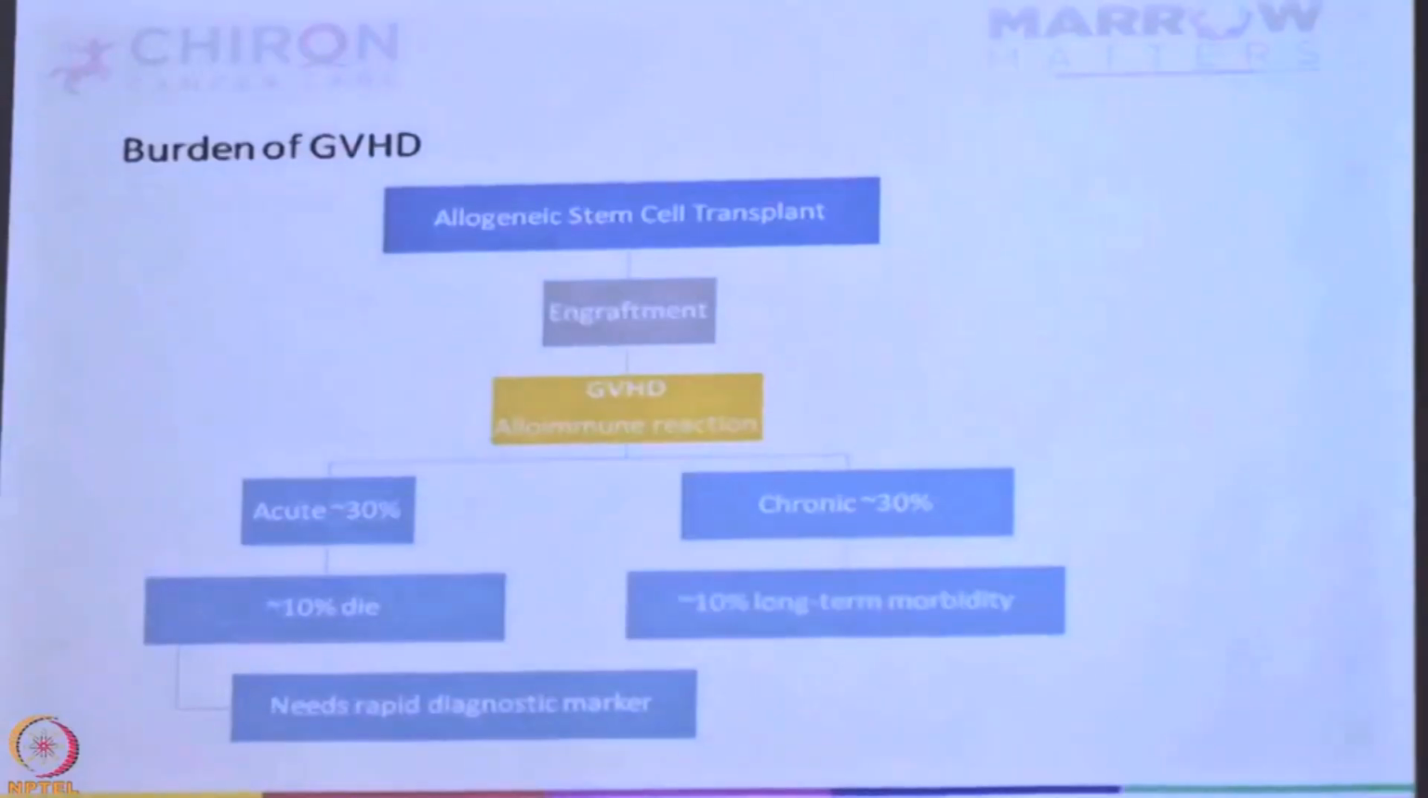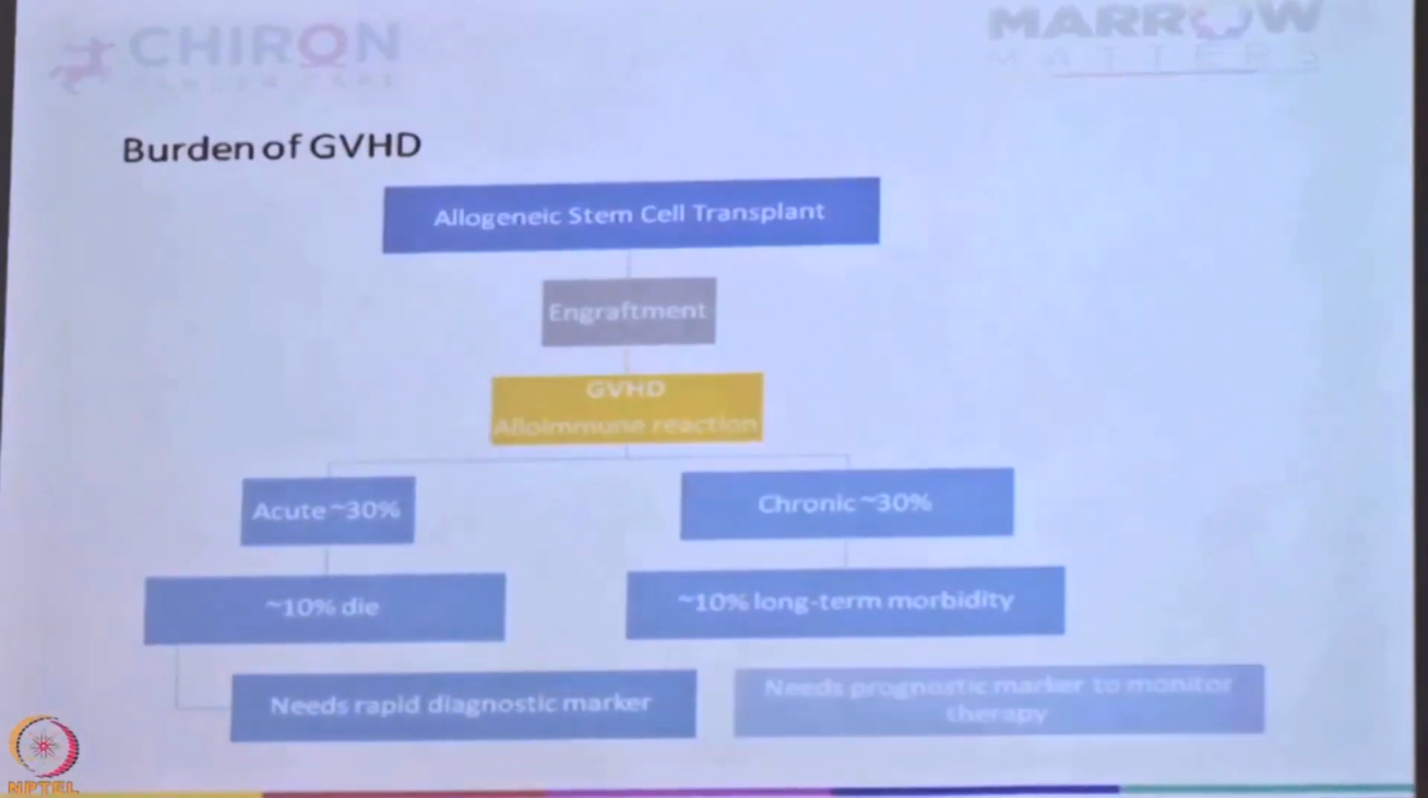And for these again, 10% of them will have long term morbidity. They can't go to work, they can't go to school, they can't play with their friends, children can't play with their friends, etc. They are restricted because of chronic GVHD. So, this needs a prognostic marker to monitor therapy. We are giving treatment, but we have to look at the patient after 3 months. We need something which can give us an early indicator of response to treatment.